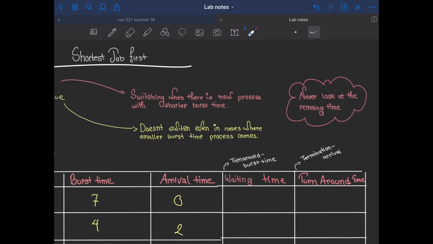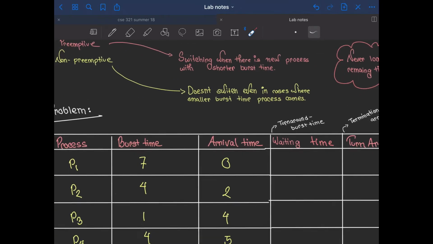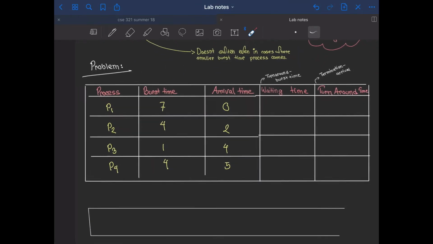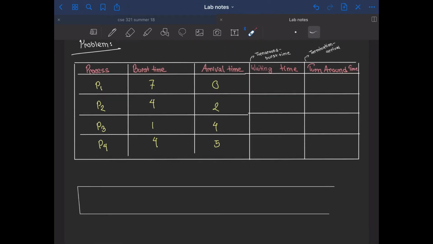One thing you have to remember here is that we never look into the remaining time, as the name suggests. It's shortest job first rather than shortest remaining job first. So we always have to look into the burst time. This is the problem that is given to us, and in this problem we would be finding out the waiting time and turnaround time for each process. So let's look into how this works out.